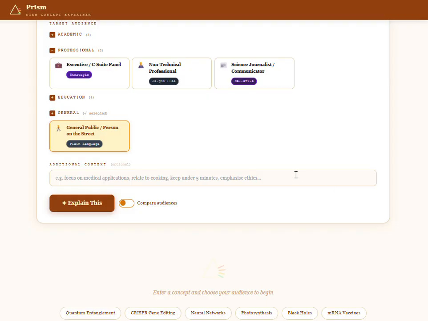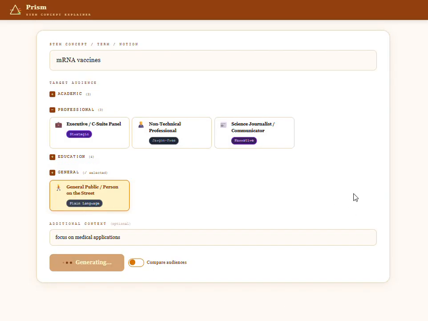So let's say general public, and let's see how this concept could be described and what sort of resources are returned by Prism. If we wish, we could add some additional context here, and we can say focus on, let's say, medical applications for the mRNA vaccines, and let's say explain this for the general public, which has been selected. We can select one at a time, and we can also compare audiences, that is two at a time, and we'll do a demo of that as well.